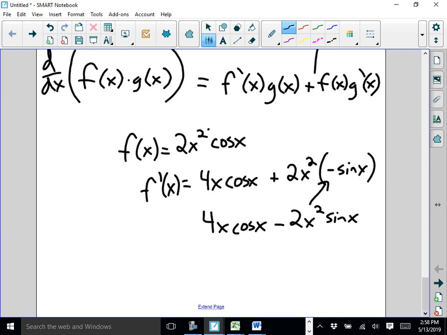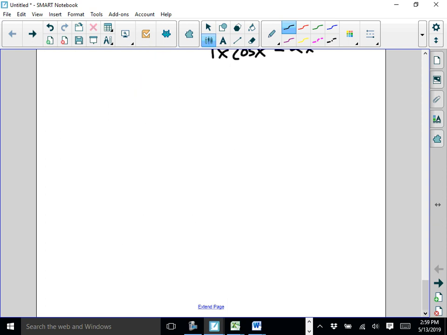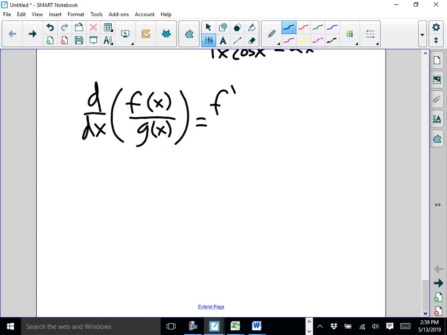Again, if I have to do the derivative of f of x over g of x, it's going to be the derivative of the top times the bottom minus the top times the derivative of the bottom, all divided by the bottom function, whole thing squared.